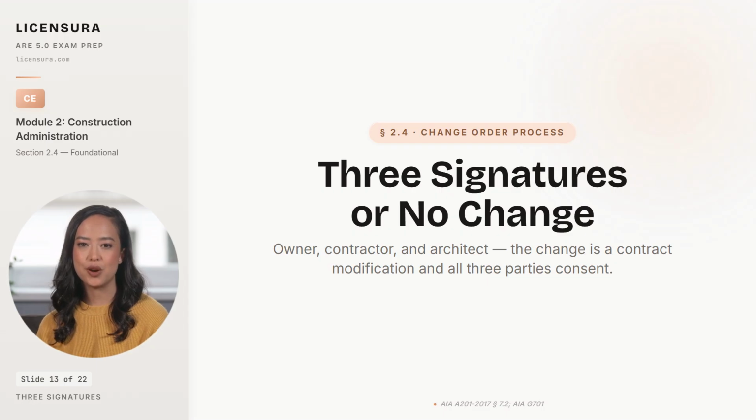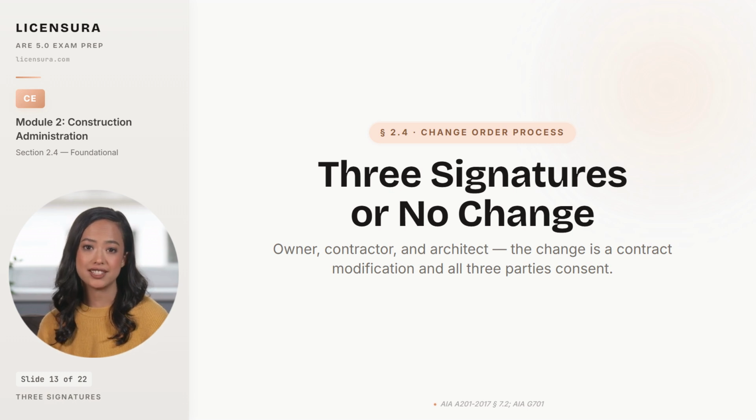Here is the rule most architects on their first large project get wrong, and the one the exam tests every cycle. A change order requires 3 signatures: owner, contractor, architect. AIA document G701 is the formal change order form, and all 3 signature blocks must be executed for the change to be binding. 2 signatures is not a change order. It is a proposal that has not been authorized.